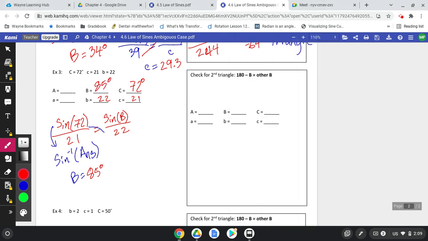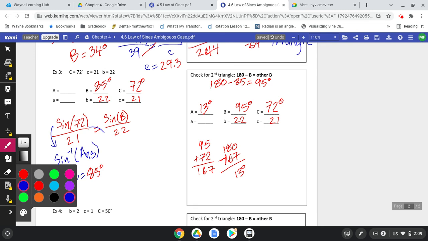Now, we have to check for our second triangle. To do this, once again, we fill in what we know: 72 degrees, 21, 22. 180 minus that 85 will result in 95 degrees. We can check, is this possible? So to do this, let's add 95 plus 72. We'll get 167, take that from 180, and yes, it is possible. Left with 13 degrees.